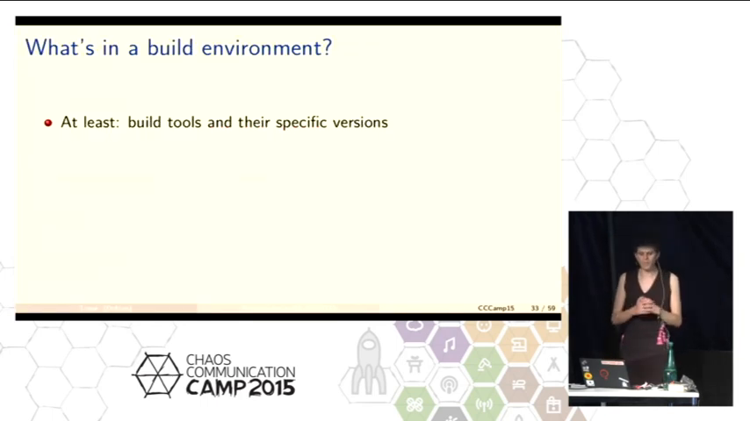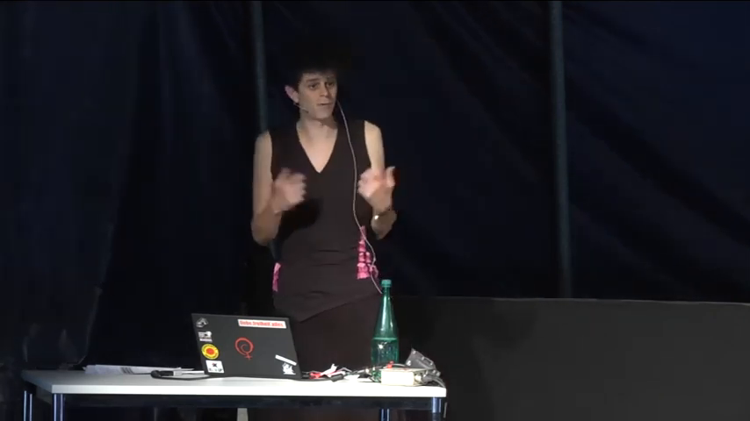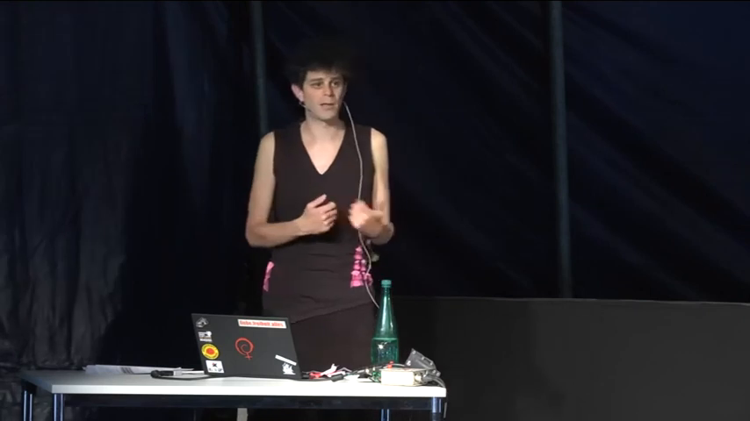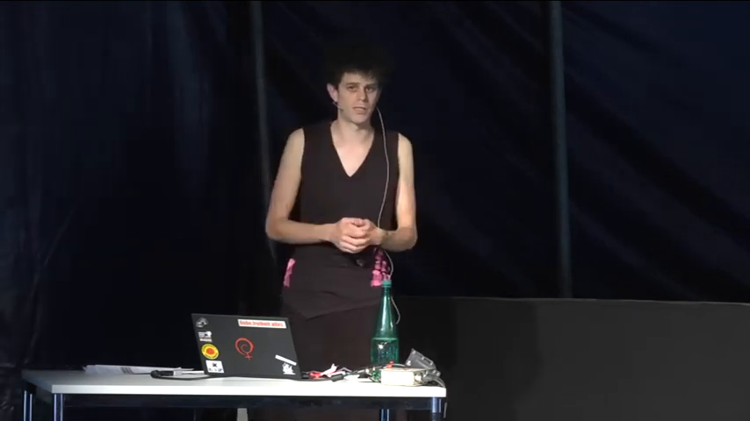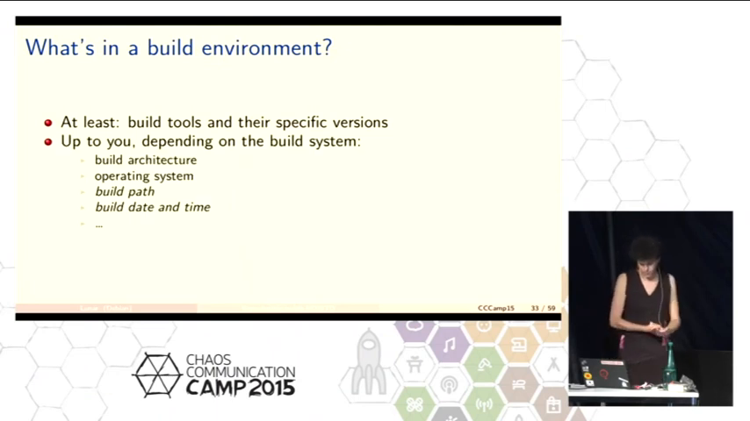So what's in the build environment? At least you want the build tools and the specific version. If you use a compiler, there's a good chance that between one version and another, you will get different output. Pretty simple, because compilers get improved all the time, with new optimizations. And that's a good thing. We get faster software for free. But it means that from version A to version B, the output is not the same. So you want at least the build tools to record their versions. And up to you, depending on your own settings.